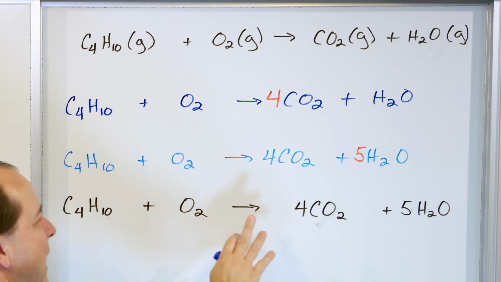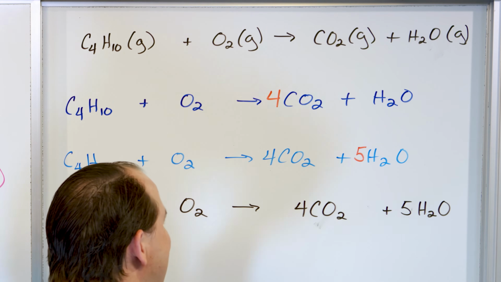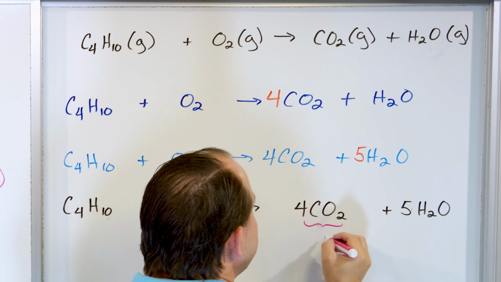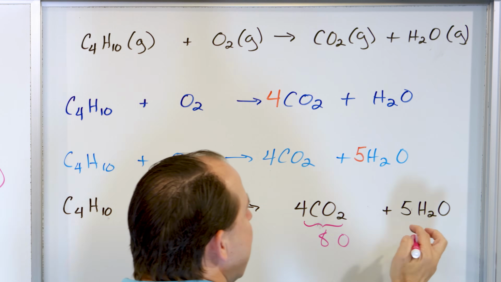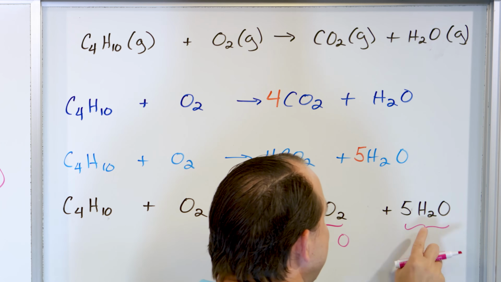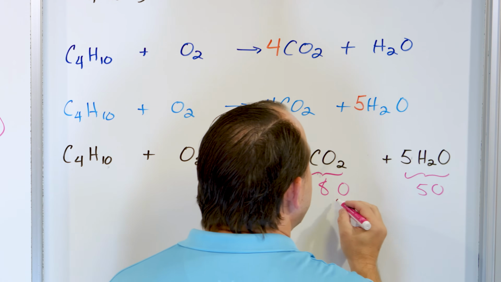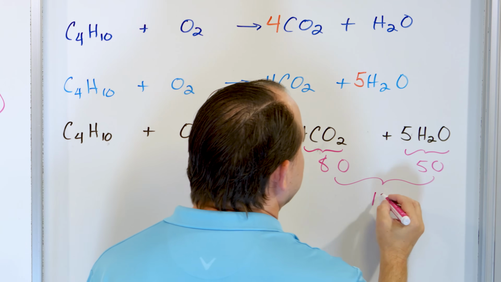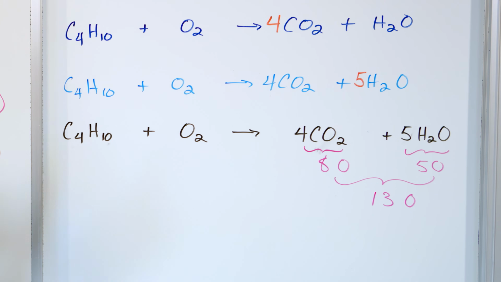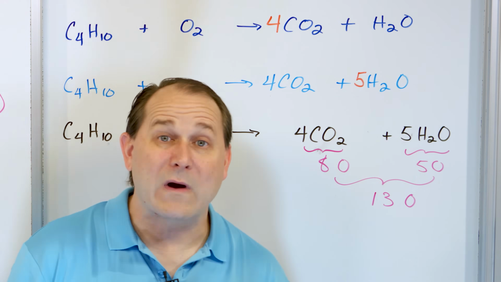Now, I don't have enough oxygen. How many do I have right here? Well, the oxygen from right here is there's 8 of those. 2 times 4 is 8 oxygens. And then from right here, there's 5. 5 times 1 is 5. And then all together, 8 plus 5 is 13 oxygens. So there's 13 oxygens on the right.